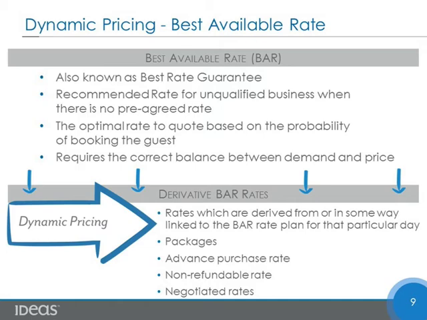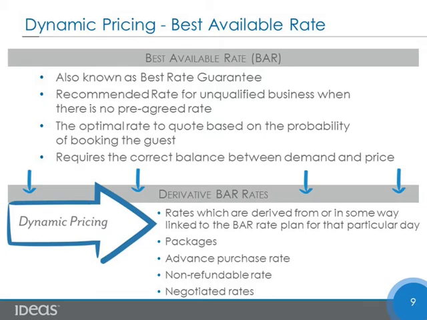Best available rate is defined as the optimal rate to quote at a certain time, and it changes all the time. Best available rate may change constantly based on the demand forecast, because it requires a correct balance between demand and price. Value perception, price positioning among competitors, and forecast of demand all come into play as you determine your best available rate.